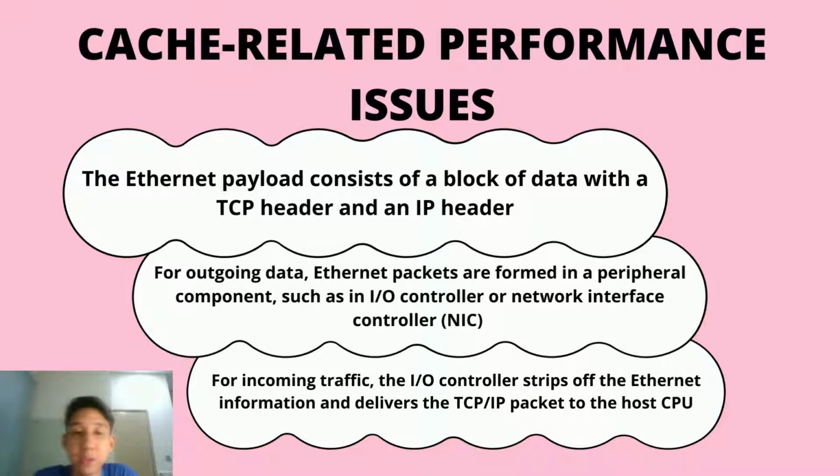This is the continuation for the cache-related performance issues. The Ethernet payload consists of a block of data with a TCP header and an IP header. For outgoing data, the Ethernet packets are formed in a peripheral component such as an input-output controller or a network interface controller (NIC). Lastly, for incoming traffic, the input and output controller strips off the Ethernet information and delivers the TCP and IP packet to the host CPU.